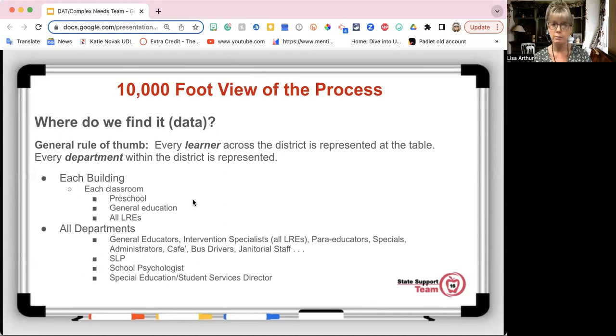Additionally, we want all departments represented. We want general educators, intervention specialists, paraprofessionals. We certainly want the speech pathologist. That person's going to play a major role on the team, as well as PT and OT. Think about your bus drivers, cafeteria workers, anybody who has any kind of interaction with students throughout the day across the district. We also need to have the school psychologist as part of the team, and also the special education director or the director of student services.